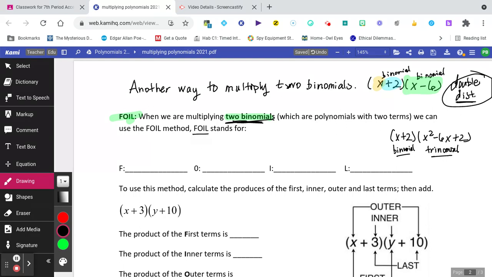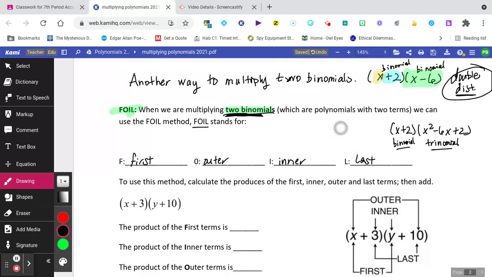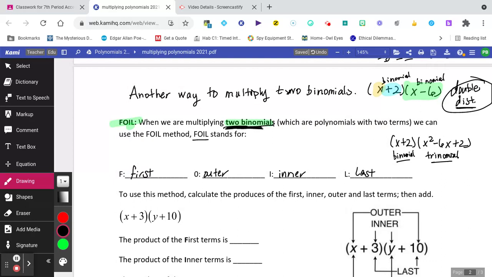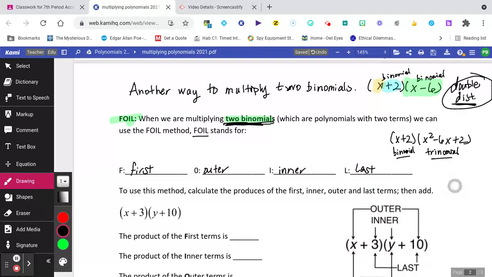First of all, you got to know what FOIL stands for. FOIL stands for first, outer, and then here we got inner and last. So you can remember first, outer, inner, and last. It gives you an easy way to multiply, again, two binomials. But now, if you're uncomfortable using the FOIL method, use double distribution. Again, it works on a binomial times a binomial, or a binomial times a trinomial, whereas FOIL will only work when you're multiplying two binomials, okay?